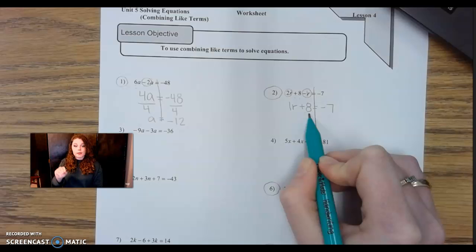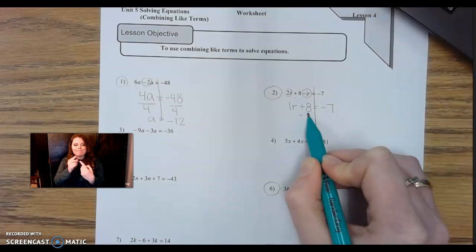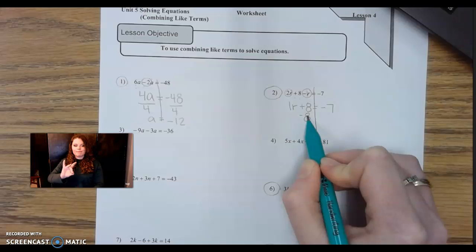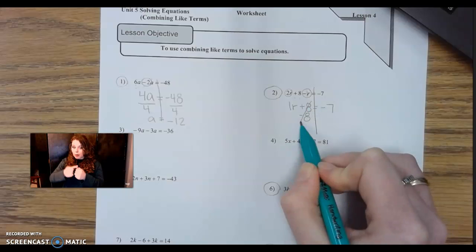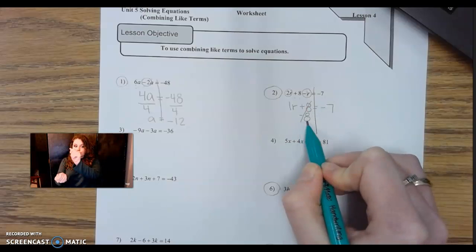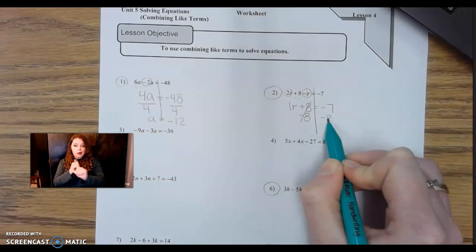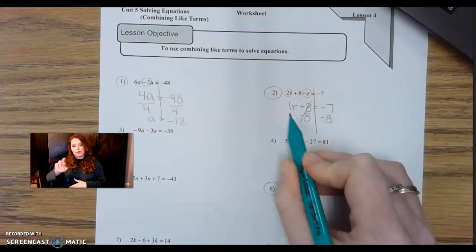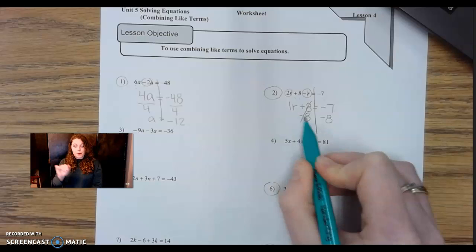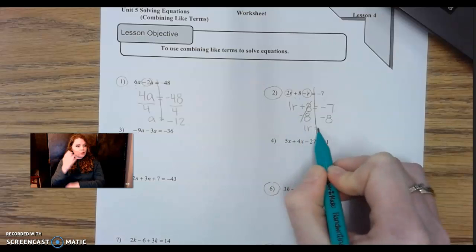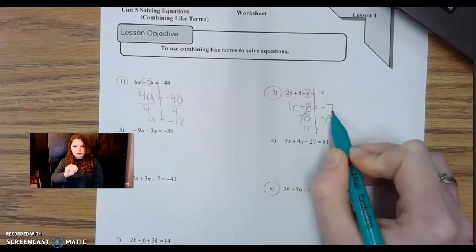Instead of adding 8, the opposite is to subtract 8. Remember, those make it cancel. But if you do minus 8 on one side, you must do that to the other as well. The 1r has not been used, so bring it down. And this is where you must be careful.